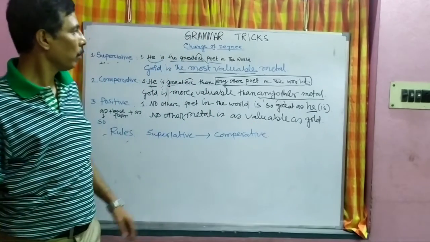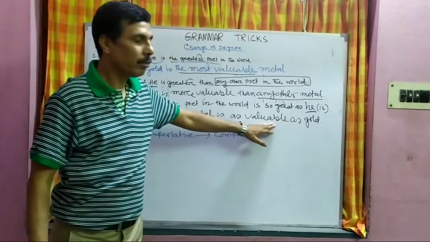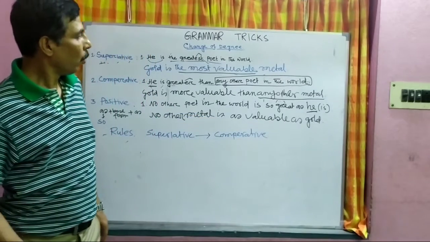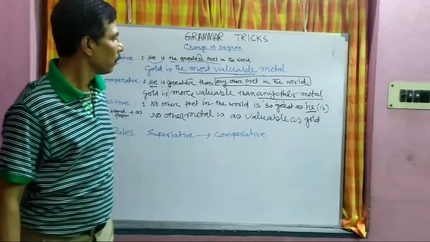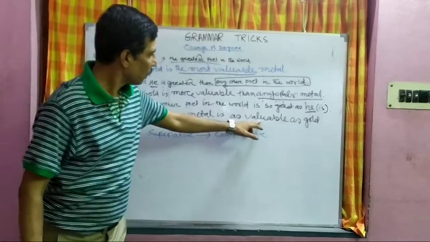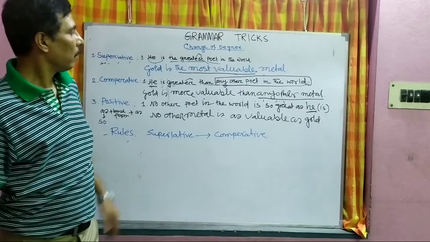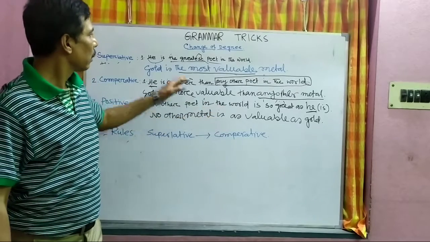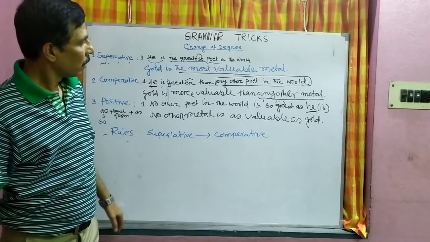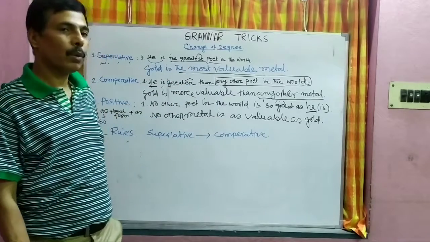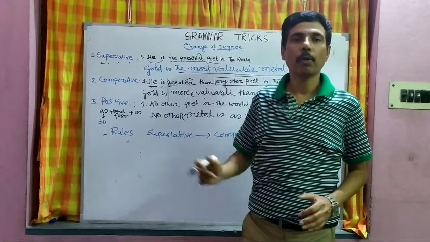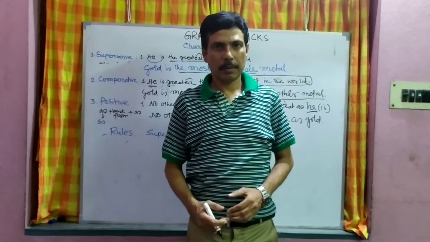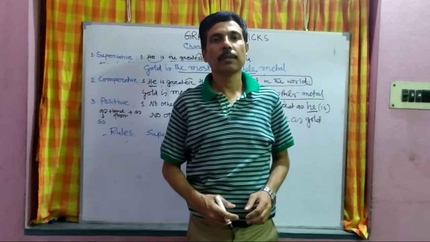As valuable as gold. You should remember, when the adjective or adverb is polysyllable, that means more than one syllable or two syllables, this type of word takes "more" or "less" in comparative form and takes "most" or "least" in superlative form. So, it is the trick. By following this trick, you can very easily change the degree. We can take another lesson for further discussion.